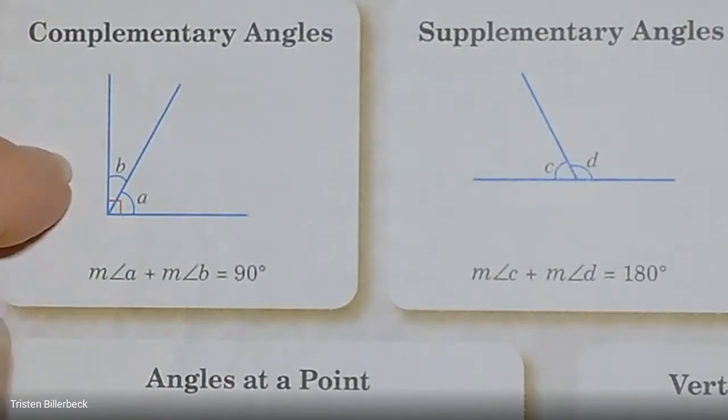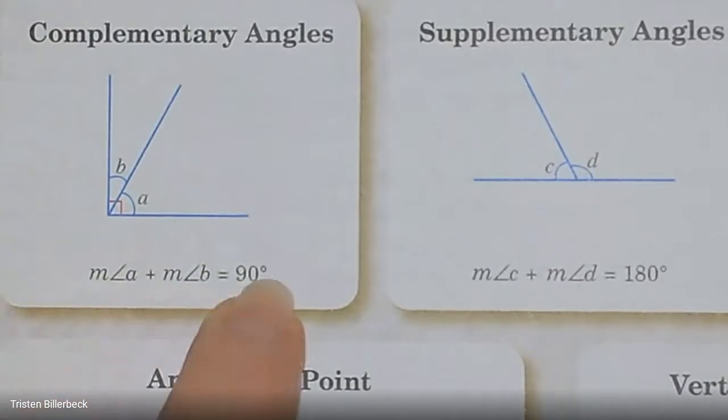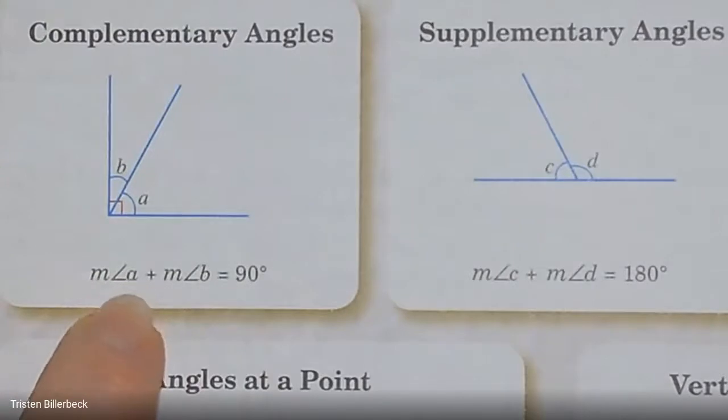This picture is showing 2 adjacent angles that add up to 90 degrees. When we see this M here, if you remember, it means the measure of angle A plus the measure of angle B equals 90 degrees. So whenever we use an M with an angle, this is a number instead of a thing.